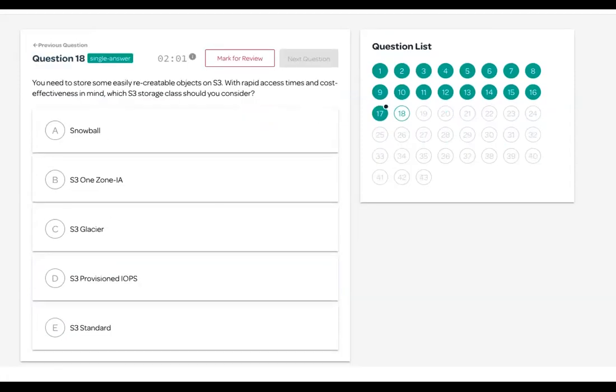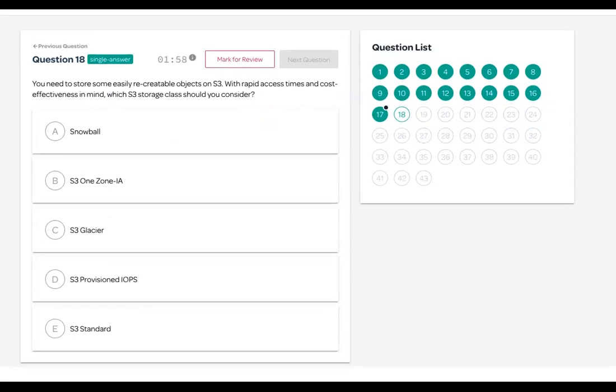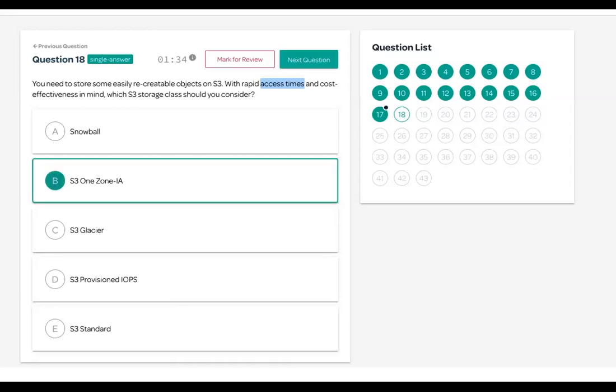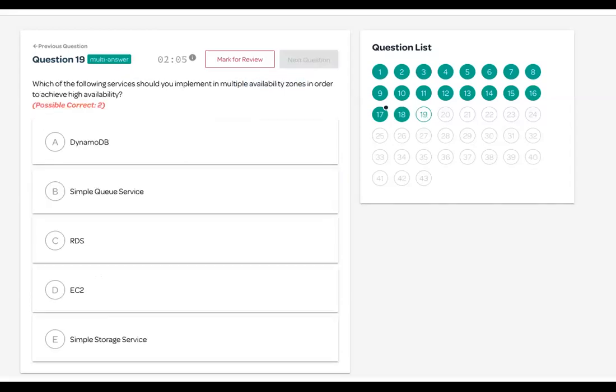You need to store some easily recreatable object on S3 with rapid access time and cost effectiveness in mind. So we need a cheaper solution and rapid access. Which S3 service would you choose? S3 Standard would cost more, but S3 One Zone-Infrequent Access would be cheaper. That way you can have rapid access as well. And if you lose data, it can be recreated easily, so you save on cost that way.